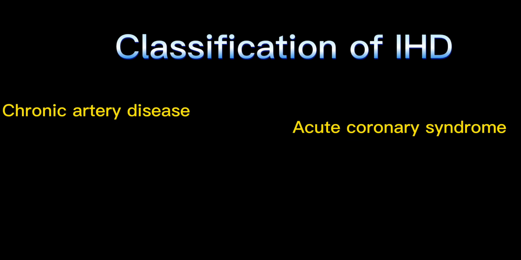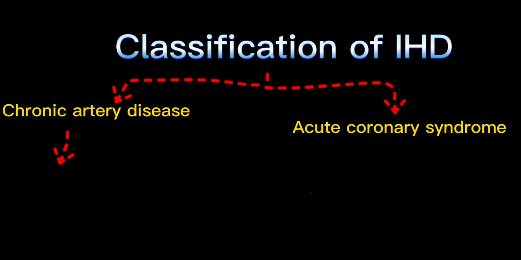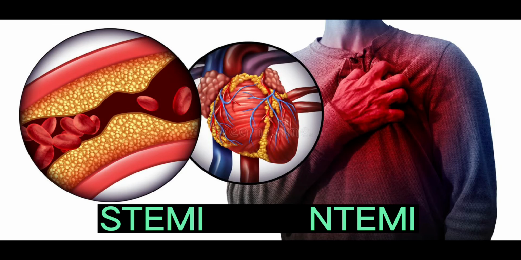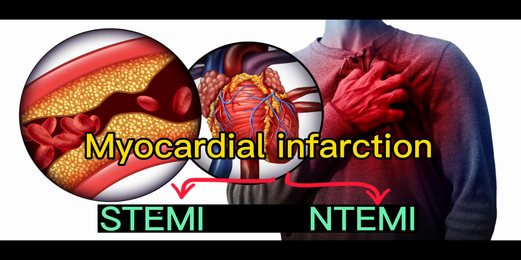Classification of ischemic heart disease. We may classify ischemic heart disease into two main groups, which are chronic artery disease and acute coronary syndrome. Chronic artery disease can be stable angina, and acute coronary syndrome can be subclassified into unstable angina and myocardial infarction. Myocardial infarction can be divided according to the electrocardiogram into two groups: ST segment elevation myocardial infarction, STEMI, and non-ST segment elevation myocardial infarction, NSTEMI.